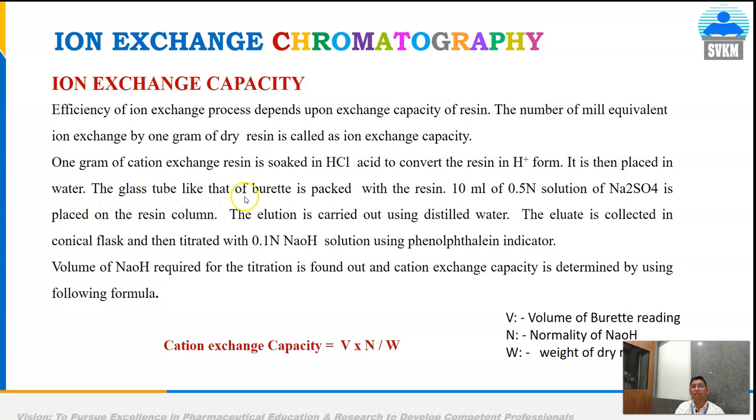A glass tube like that of a burette is packed with the resin. 10 ml of 0.5 normal solution of sodium sulfate is placed on the resin column. The elution is carried out using distilled water. The eluate is collected in a conical flask and then titrated with 0.1 normal NaOH solution using phenolphthalein indicator. Volume of NaOH required for the titration is found out and cation exchange capacity is determined by using the formula V into N upon W, where V is the volume of burette reading, N is the normality of NaOH, and W is the weight of dry resin.